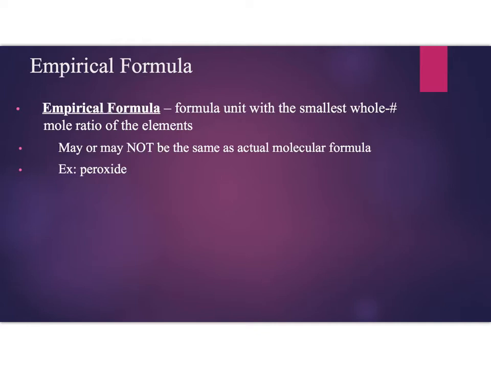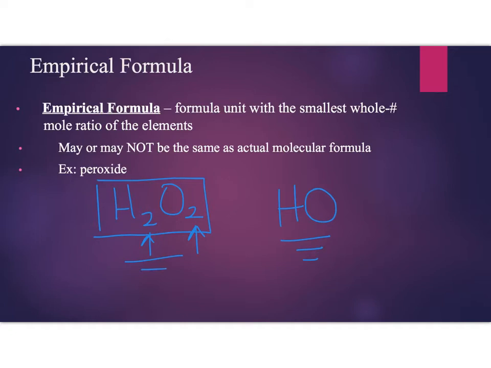If we look at the example of peroxide, peroxide is actually H2O2. This is peroxide's molecular formula. This is the exact formula or recipe that you would have to make peroxide. However, if we're looking at just the empirical formula, both this 2 and this 2 are divisible by the same number, which is 2 in this case. So we could reduce the ratios and just write this as HO, hydrogen and oxygen. So this here is the empirical formula, while this here is the molecular formula.